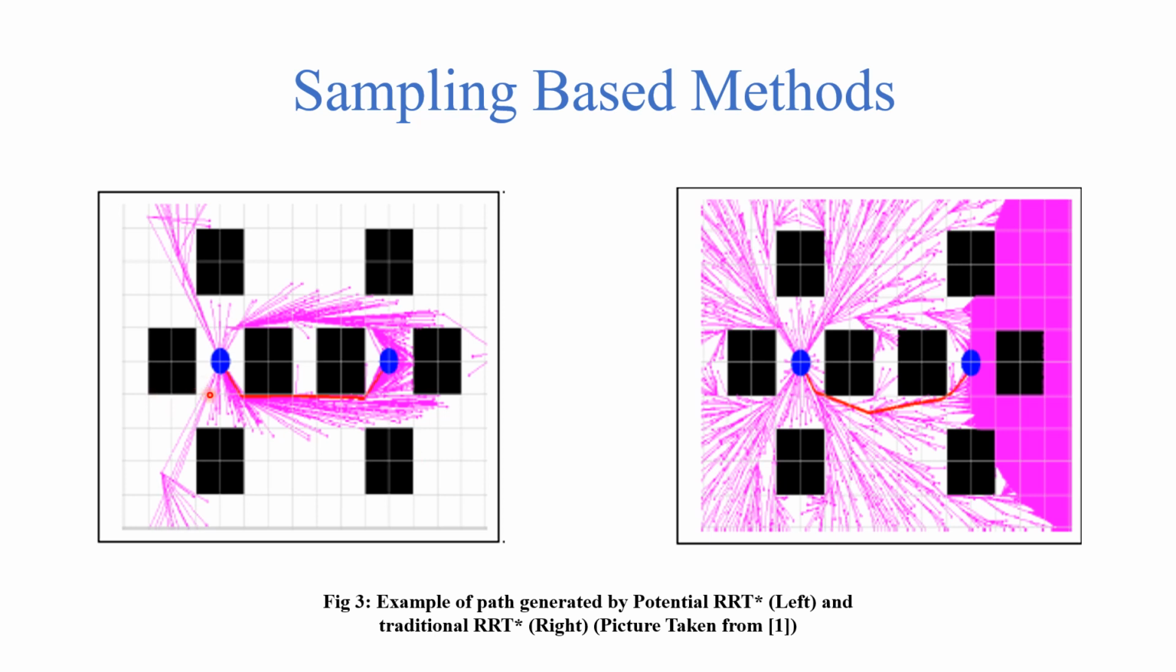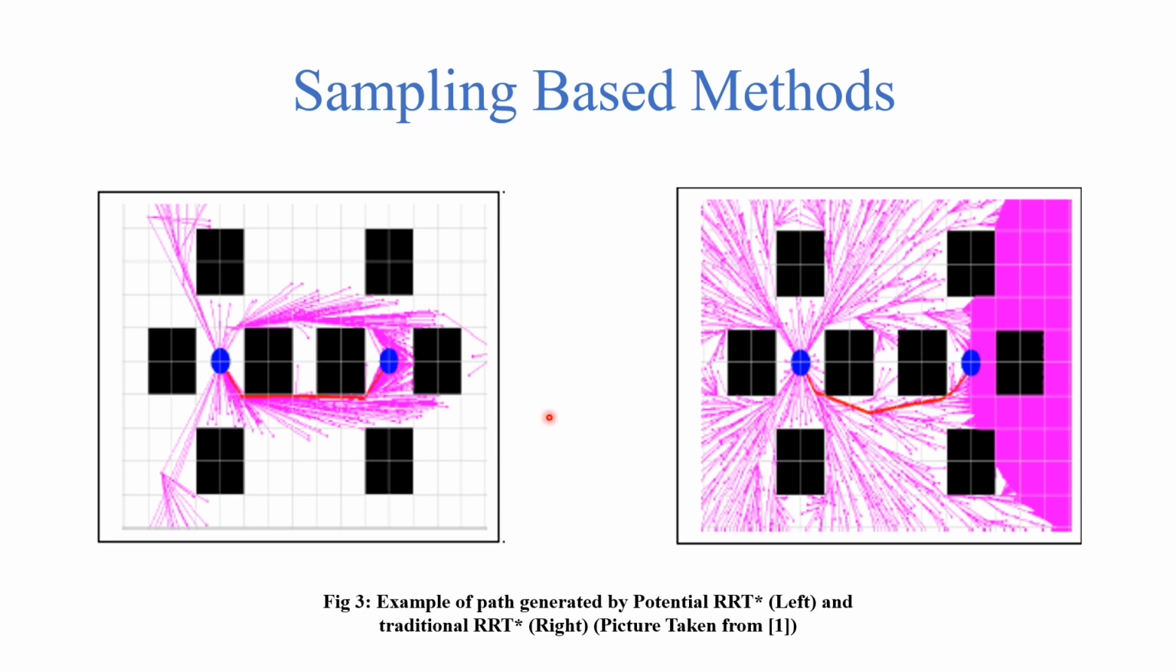As we can see here, the edges of the potential RRT star are more focused towards the goal as compared to the ones with the RRT star. With the RRT star, there's a lot of unnecessary exploration to areas not at all relevant to reaching the goal. But in the potential RRT star, the edges are guided towards the goal in a focused manner, while also trying to avoid the obstacles.